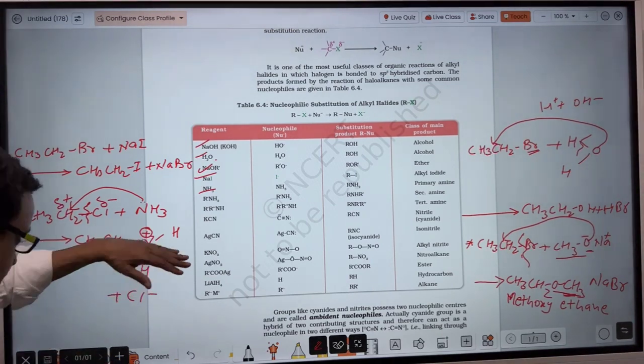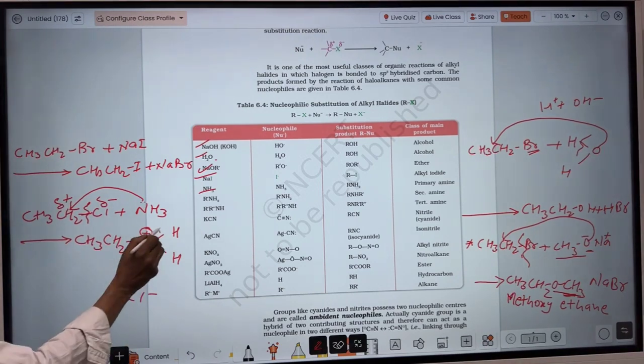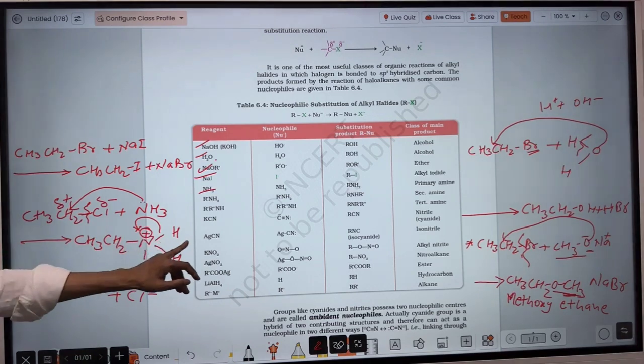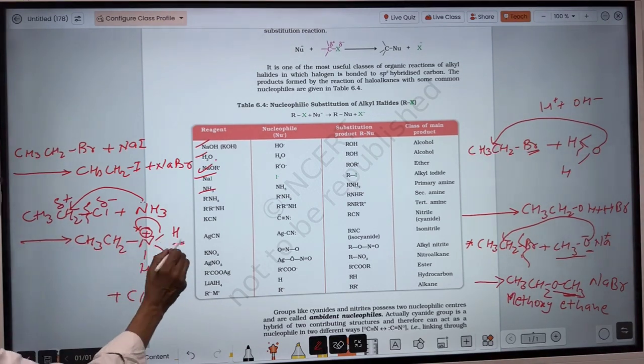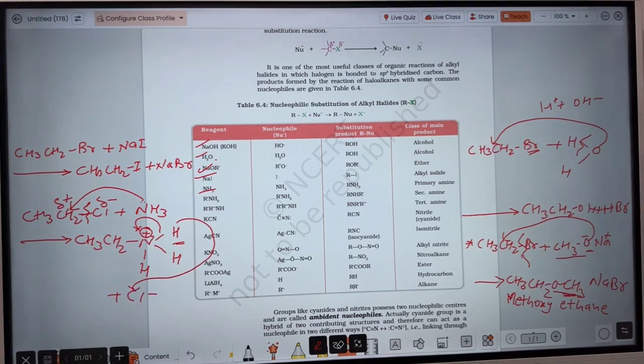Then after, this compound will become unstable. So what to do? This nitrogen will take the shared pair of electrons of this NH bond. So it will release an H+ ion. This H+ ion released will combine with this chlorine.